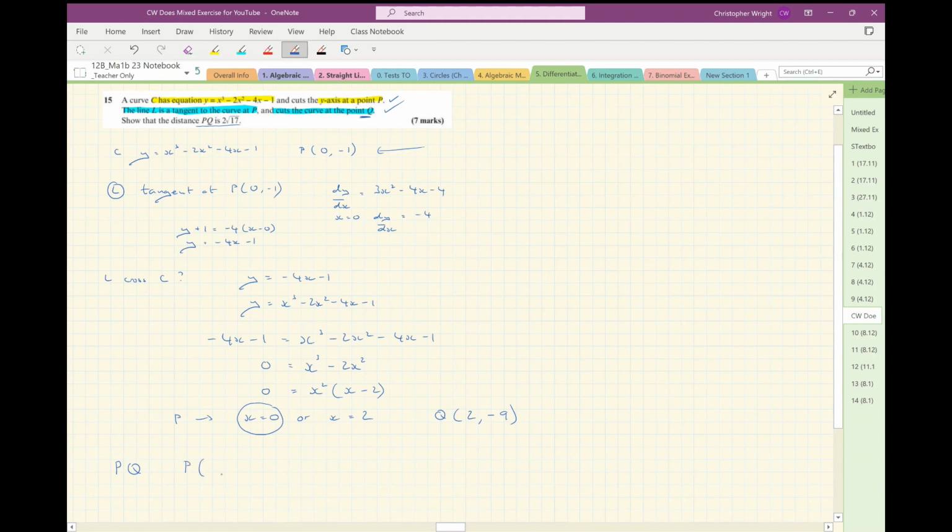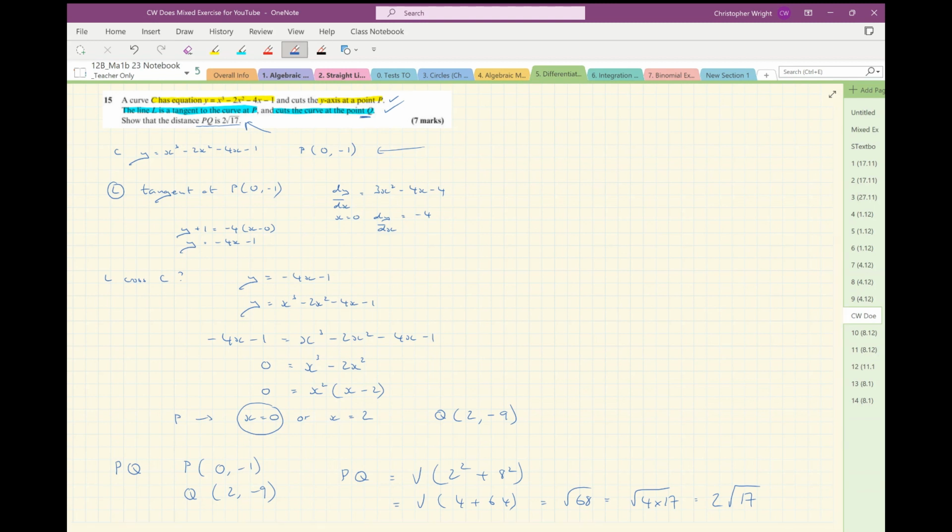Show that the distance PQ, let's have a look at the distance PQ. Well, P is the point (0, -1) and Q is the point (2, -9). So the distance PQ is going to be the square root of 2 squared plus 8 squared, looking at the difference of the x coordinates and the difference of the y coordinates. So that gives me the square root of 68. Okay, and 68 is 4 times 17, so the square root of 68 is 2 root 17, which is exactly what the question is asking me to prove, that the distance PQ is equal to 2 root 17. There's question 15 sorted.